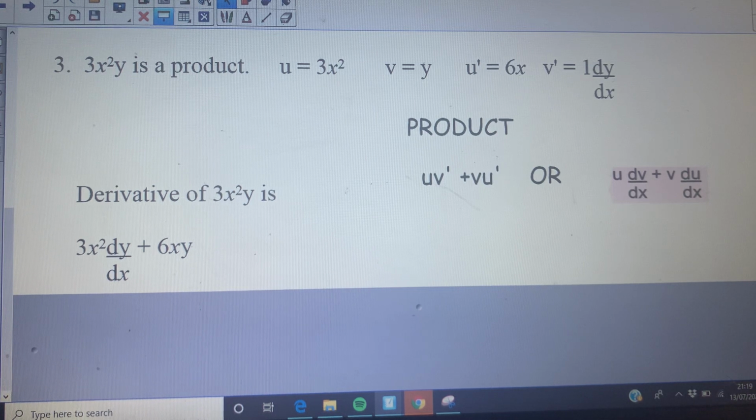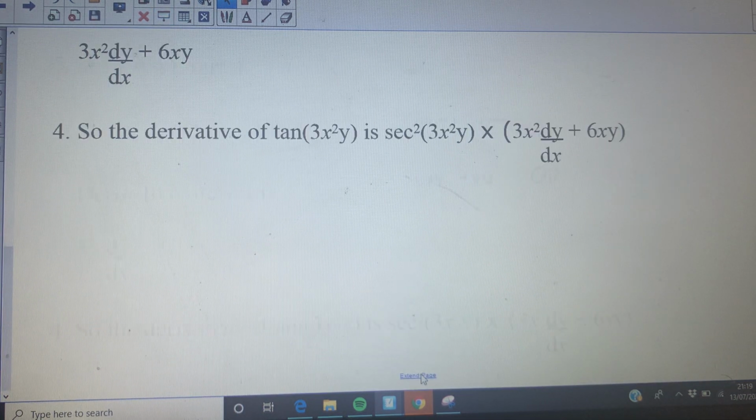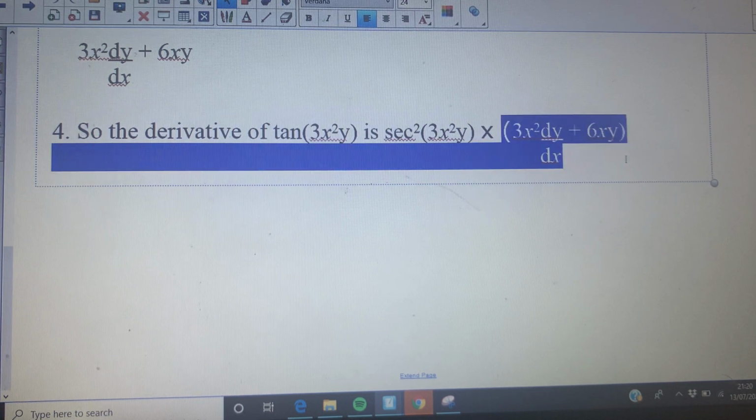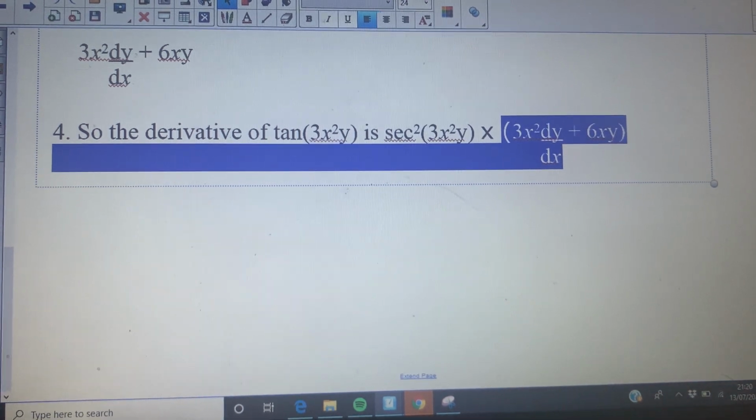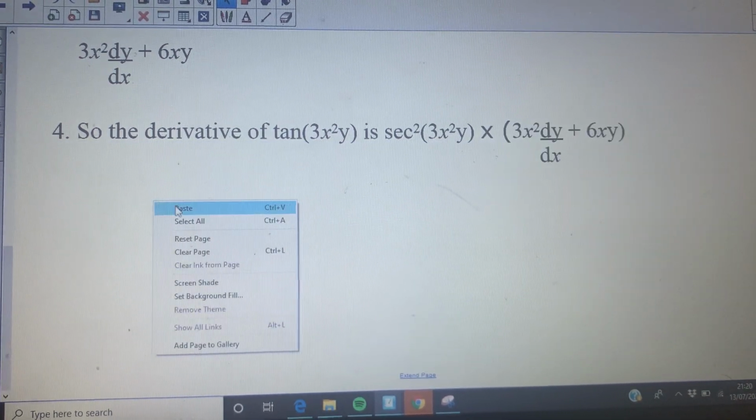So step 4, here it is. The derivative of the tan of 3x squared y is sec squared 3x squared y times by the whole of this. And if you wanted to, I don't know whether you do, but mine's now going to be a bit cumbersome to write it.